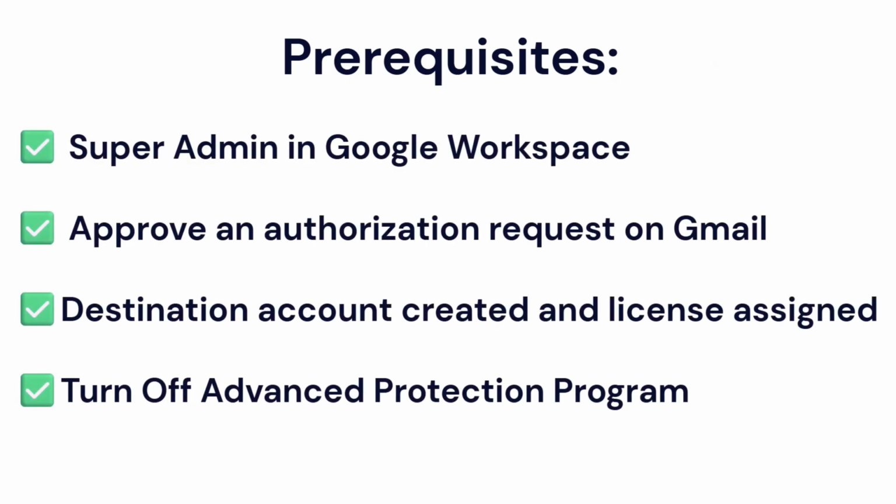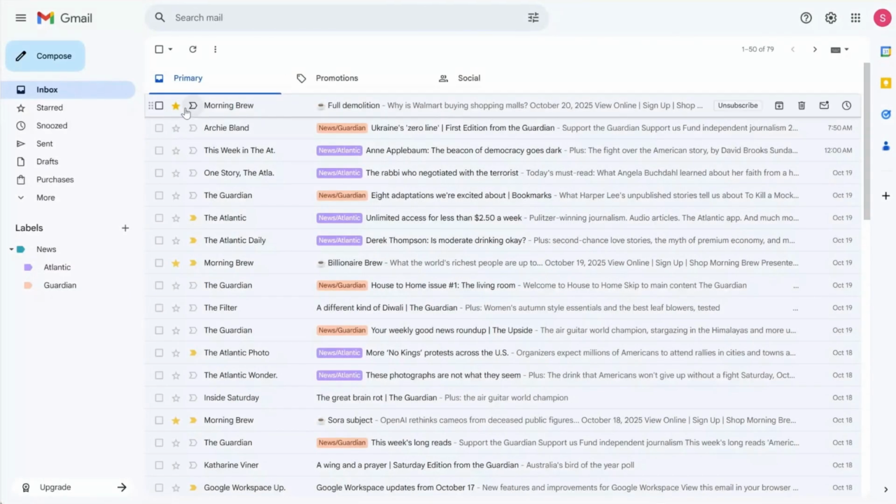Before you begin, let's cover the prerequisites. You will need super administrator access in your destination Google Workspace account. Most importantly, the owner of the source Gmail account must be available to approve an authorization request that we'll send during the setup. The destination account must be created and have an active license in Google Workspace. Also, if the source user is enrolled in the Advanced Protection Program, they must temporarily turn it off before you begin.